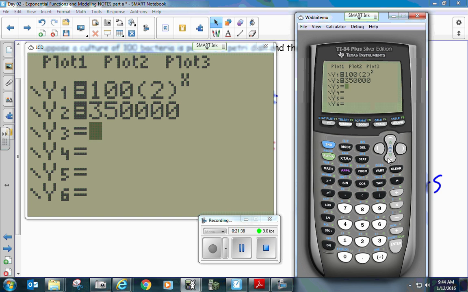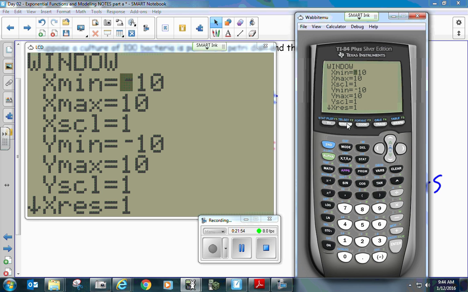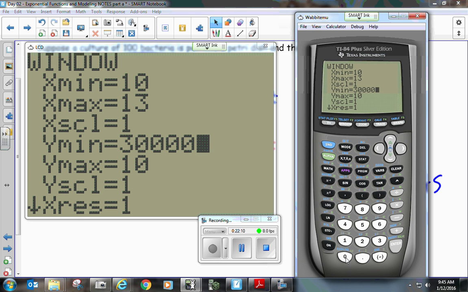350,000. Okay? Which means, what do I need to do if I want to see where they cross? I've got to change the window. I've got to go all the way up to 350,000 on the Y. That's crazy. We know it's between 11 and 12 on the X. So let's go to our window. For the X, we'll go from 10 to 13, right? Go by ones. And Y, it's around 350,000, so let's go from 300,000 to 400,000.